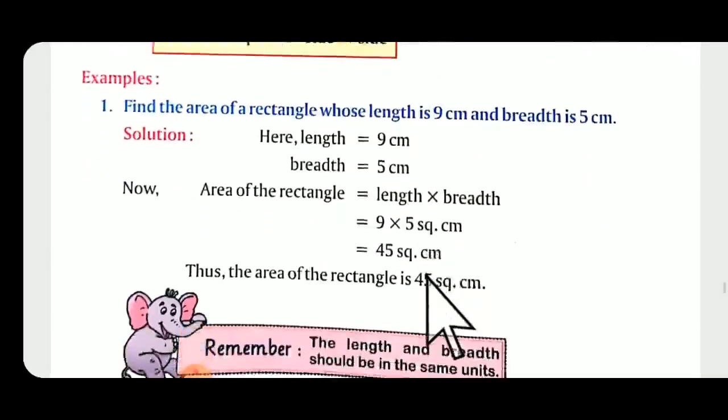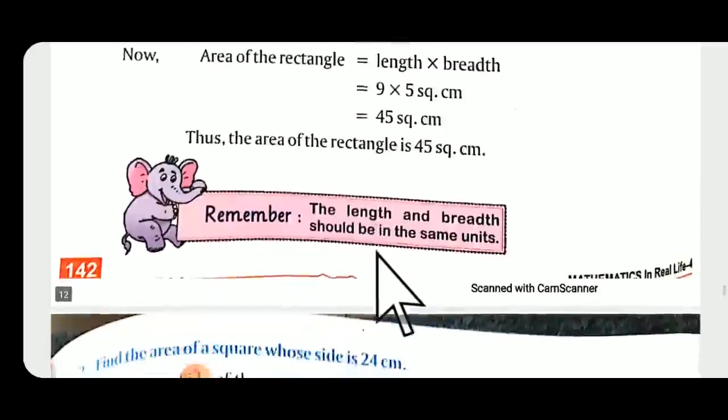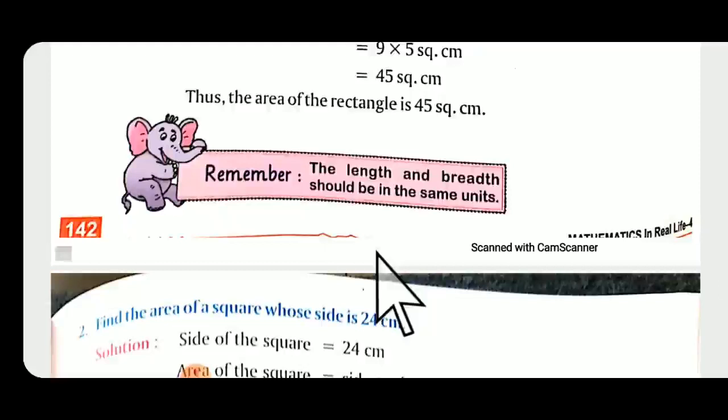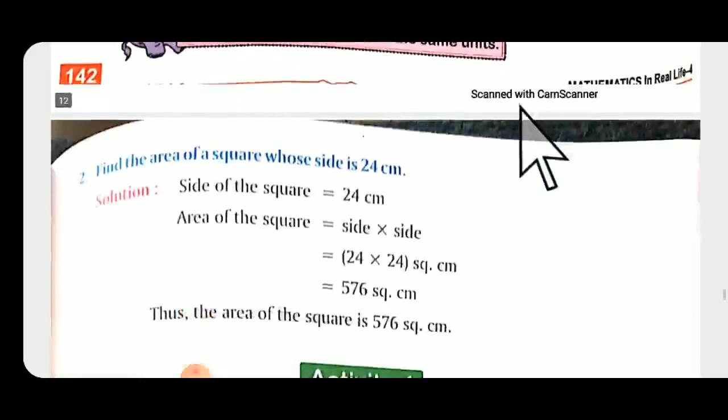Let us take one example. Find the area of a rectangle whose length is 9 cm and breadth is 5 cm. Two things are given, length and breadth. That shows it is a rectangle. Area of a rectangle, what is the formula? Length into breadth. Length is 9 and breadth is 5. If you multiply, you will get 45 square centimeters. See, in the answer we have written square centimeter.